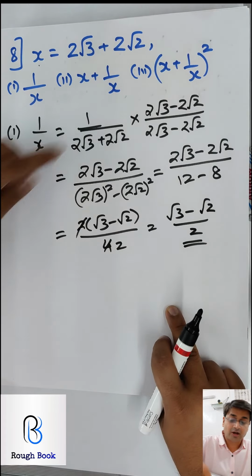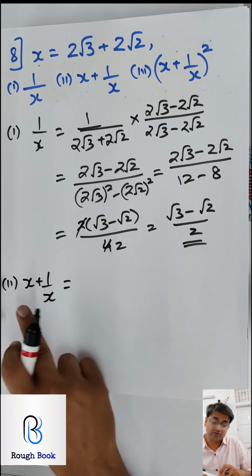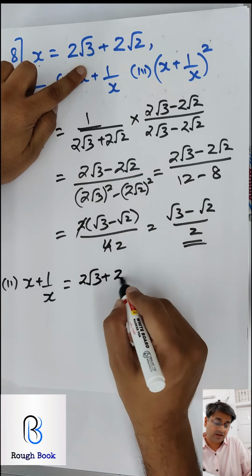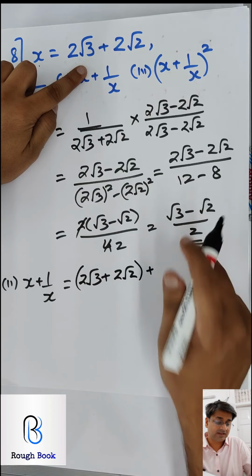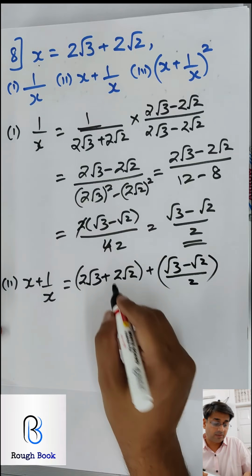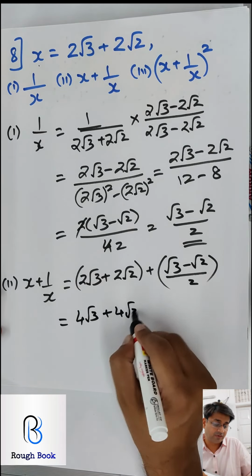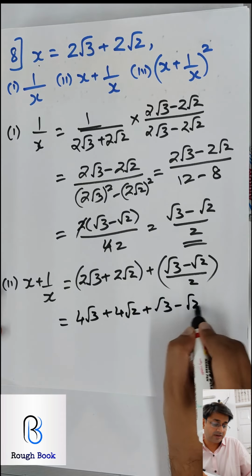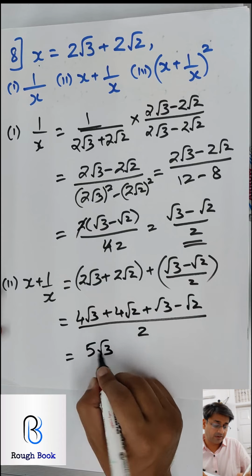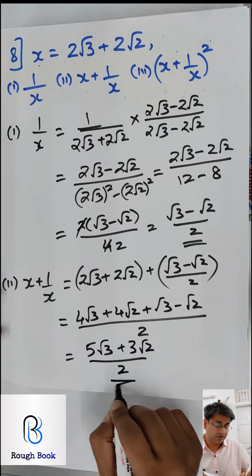Now x plus 1 upon x. So x plus 1 upon x. What is x? So x is 2 root 3 plus 2 root 2 plus root 3 minus root 2 upon 2. Okay. So now cross multiply. Not cross multiply but LCM. 4 root 3, 4 root 2, root 3 minus root 2 upon 2. So 4 plus 1, 5 root 3, 4 minus 1, so 3 root 2 upon 2. Is that what we get?